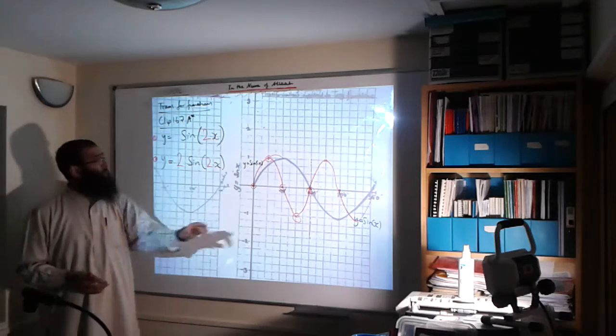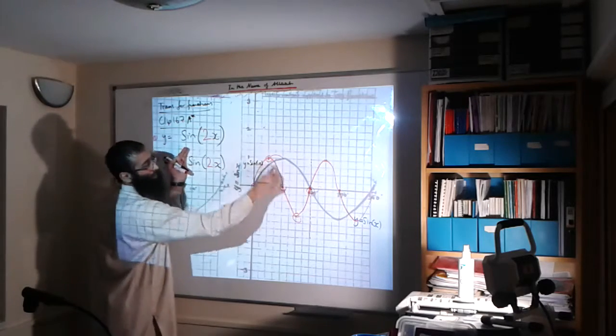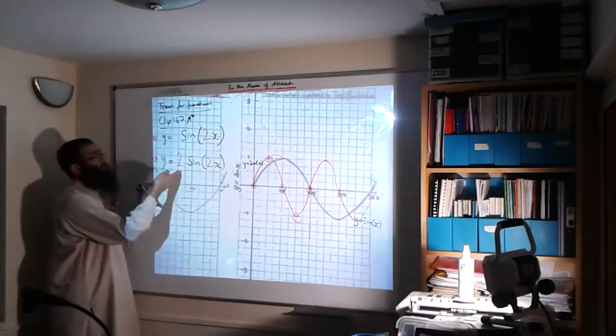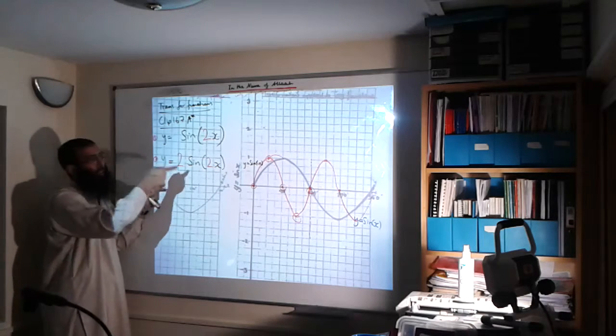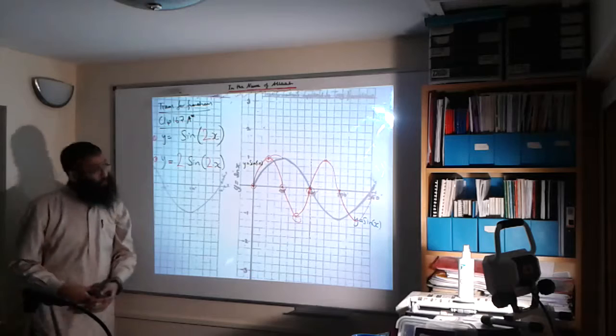This part here has already been done in red. And now we've got an additional 2 outside. So we're going to take the red one and now stretch that by a factor of 2. So let's do that in black.